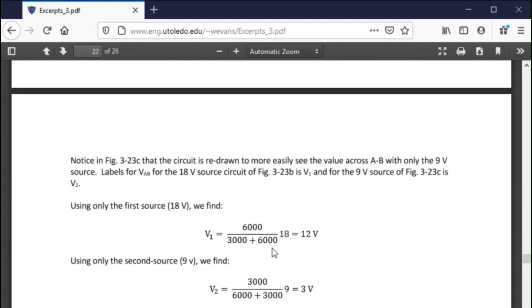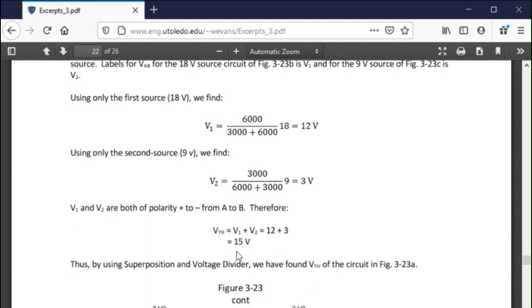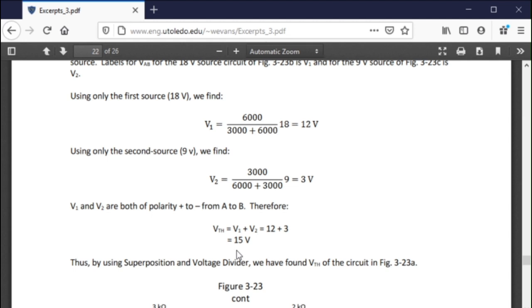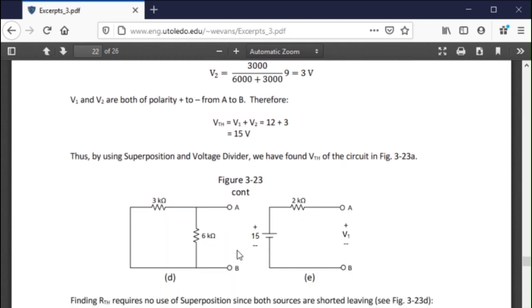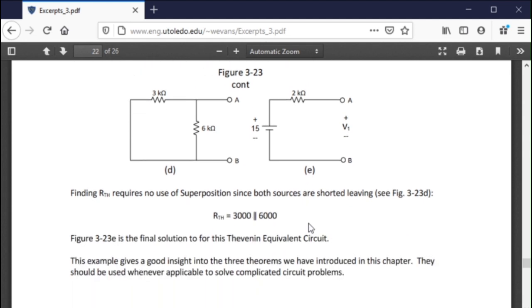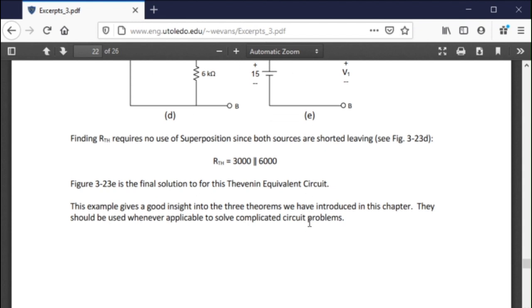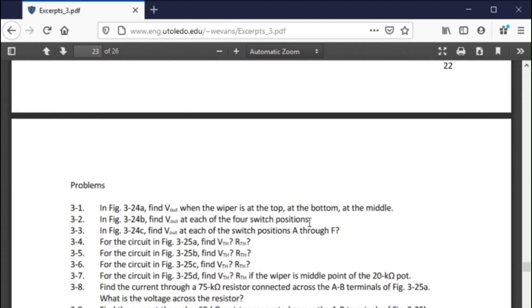So there is my voltage from my first source. There's my voltage from my second source. Add them together and you get 15 volts. So that gives you the final answer right there. 15 volts. And here's my 2K. Here's my resistance. So I come to the 6K and the 3K. You jump out both supplies. That's giving me my 2K resistance. And that gives me my Thevenin equivalent circuit. Okay, that gives me my final answer.